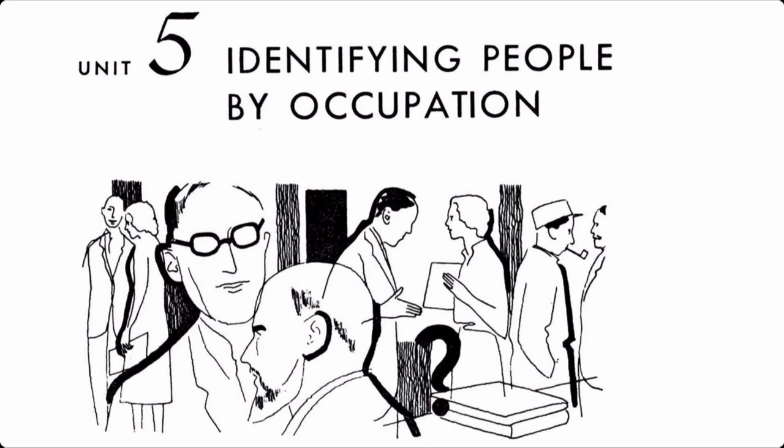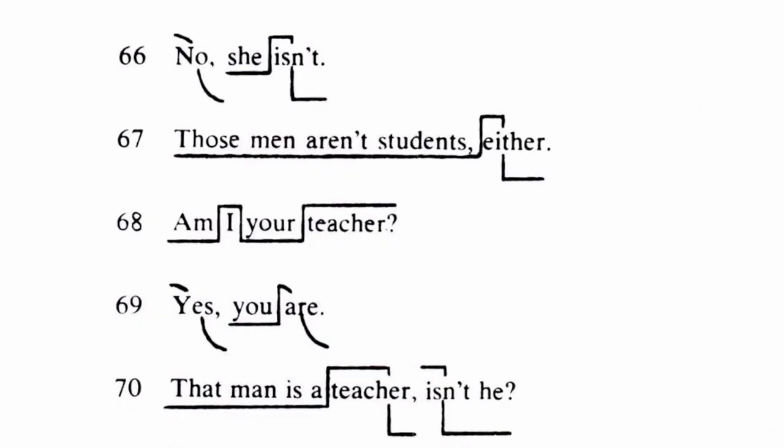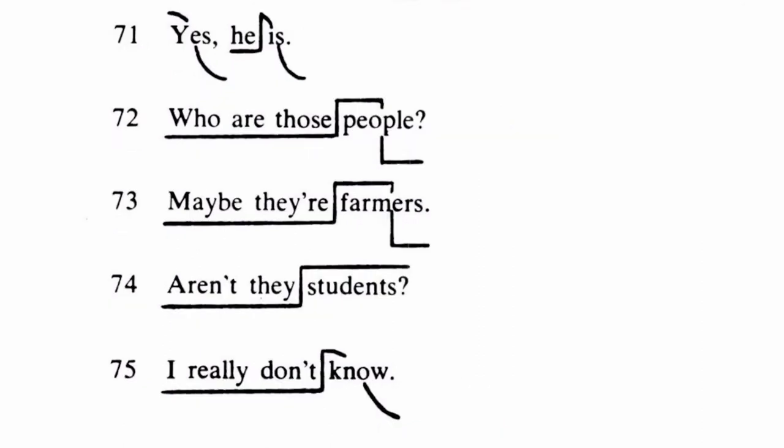Identifying people by occupation. Who are you? I'm a student. Who is that over there? He's a student, too. Is that lady a student? No, she isn't. Those men aren't students either. Am I your teacher? Yes, you are. That man is a teacher, isn't he? Yes, he is. Who are those people? Maybe they're farmers. Aren't they students? I really don't know.